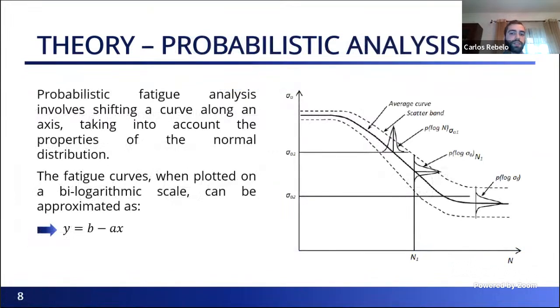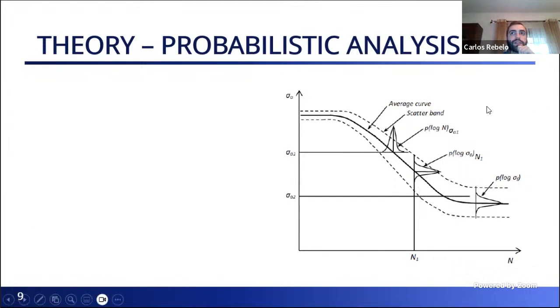The models presented make it possible to determine a fatigue curve, which can be approximated to a straight line. However, they will determine a mean curve. Given the dispersion of results, a probabilistic analysis is important to avoid this problem. It consists of translating the fatigue curve, taking into account the properties of the normal law and establishing a safety margin. In this way, the reliability of structural elements can be guaranteed.